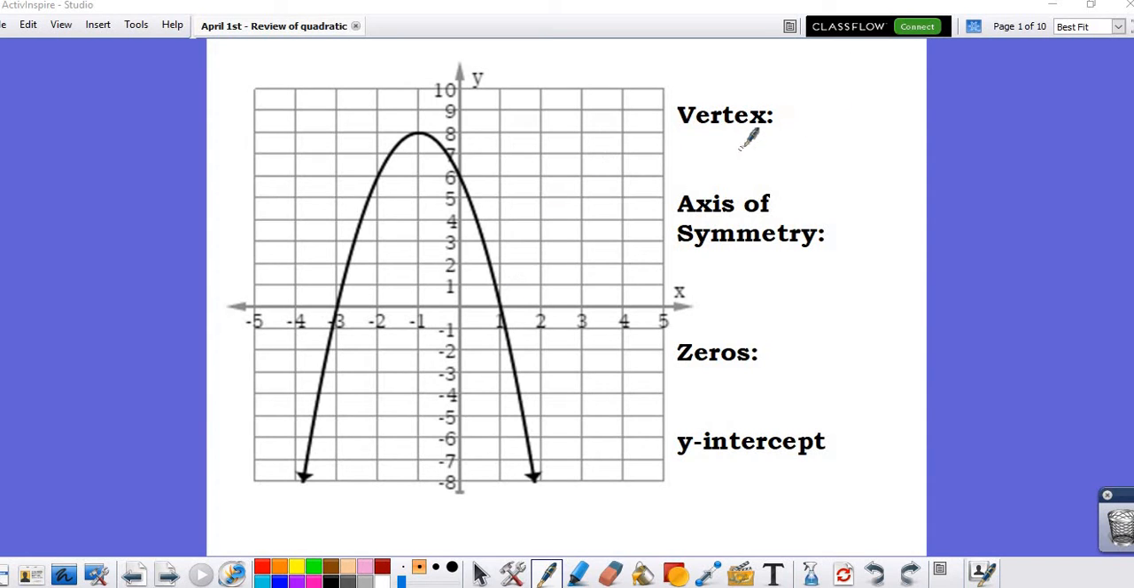All right, so let's look at some quadratic graphs and let's review the properties. We're going to start with just one at a time. The first one is the vertex. I need you to remember that the vertex is your middle point. On this graph here, the middle point is -1, 8. Now, this middle point is at the top of the graph, so it would be considered a maximum point.